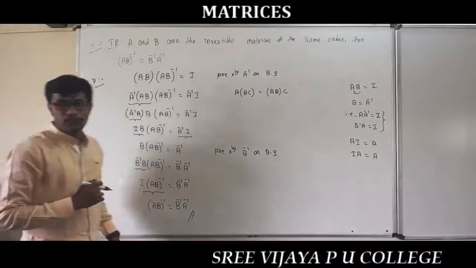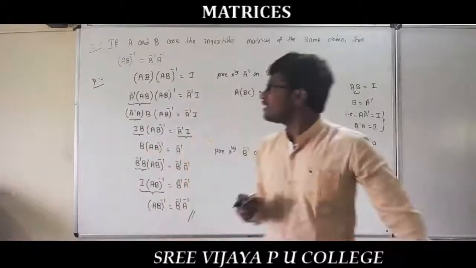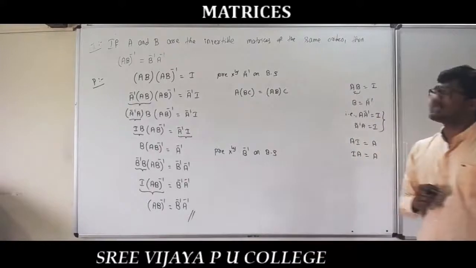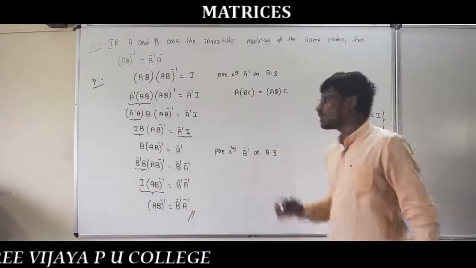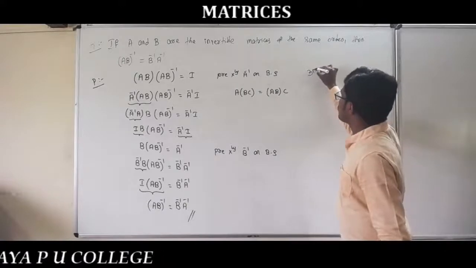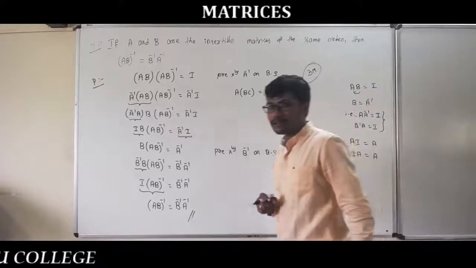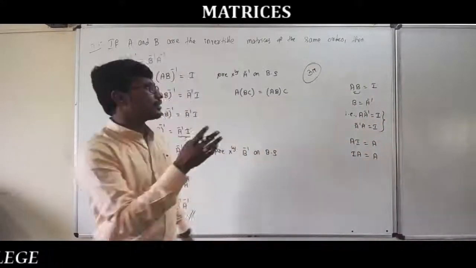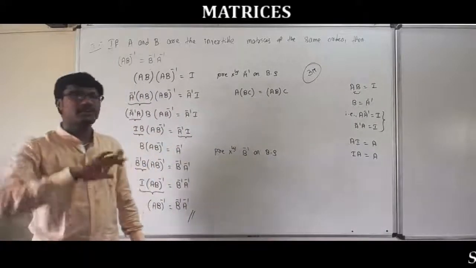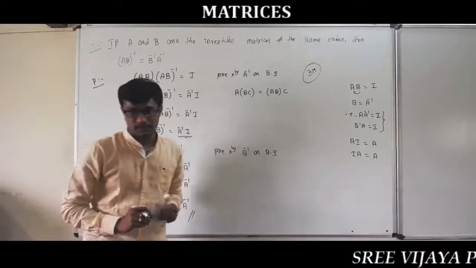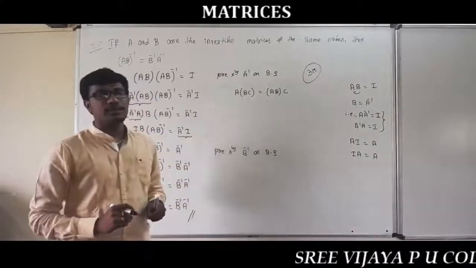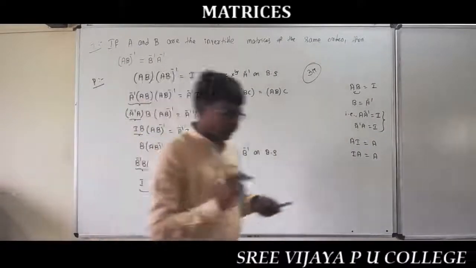So this is the proof. Means if A and B are the invertible matrices of the same order, then AB whole inverse equals to B inverse into A inverse. So this is also important for the 3 marks question. But inverse of a matrix is again 3 marks. If they are not given means, so theorems are also one of the important for the 3 marks questions. Okay. So this is about the theorem 1 and theorem 2.